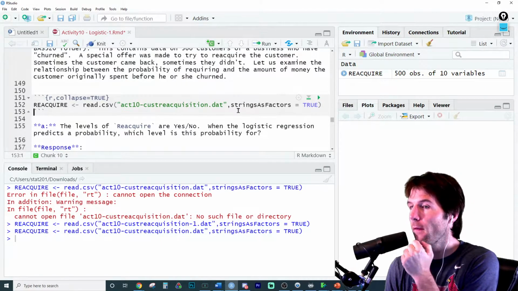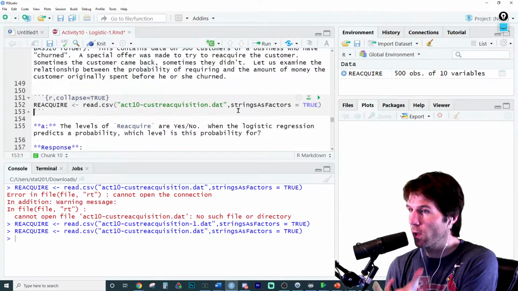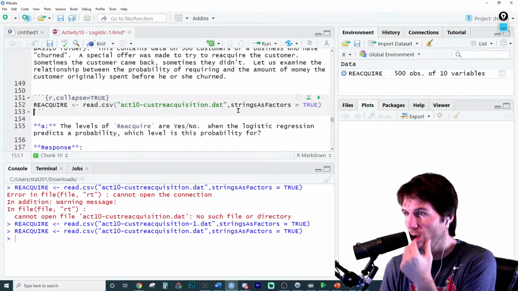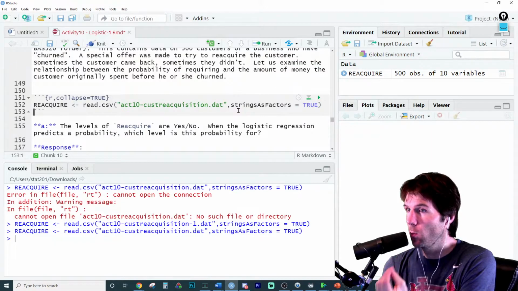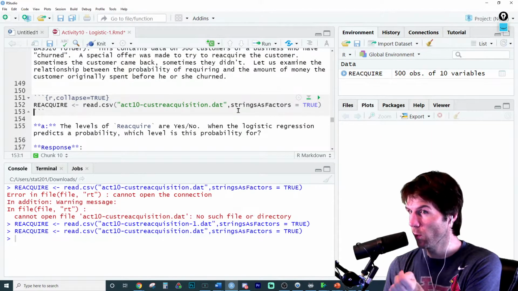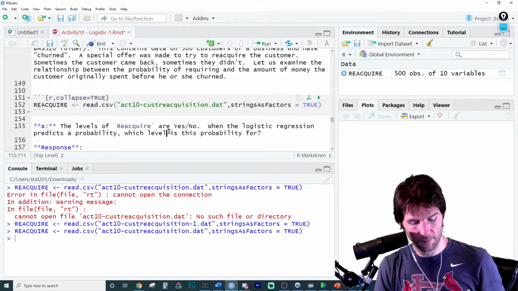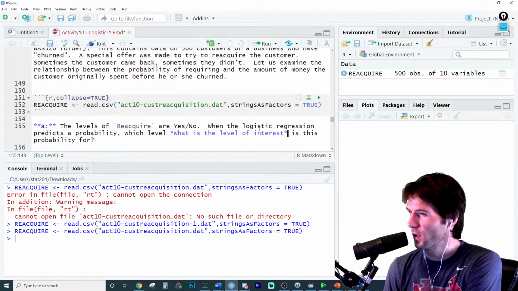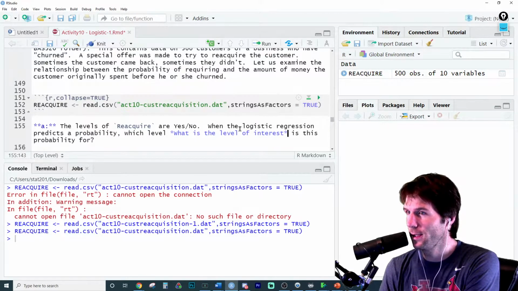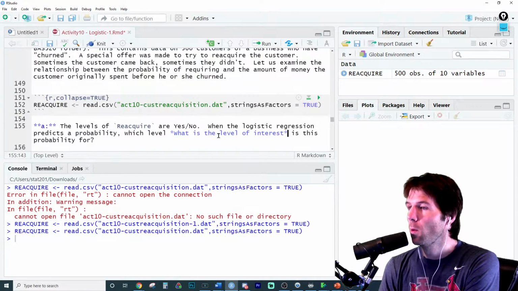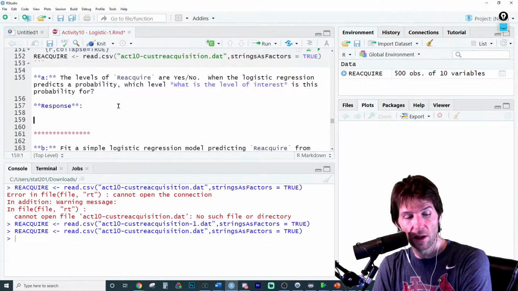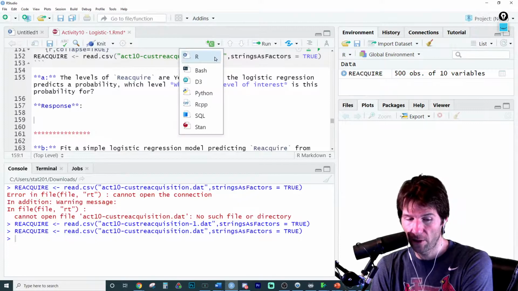Problem's fixed. So reacquire, this is if we reacquire a customer, has levels yes, no. When logistic regression predicts a probability, which level is this probability for? We call this the level of interest. That is what we are predicting, the level of interest. This actually bolds the text, so I wouldn't knit this, but it really calls your attention to it. What is the level of interest? The way to know is that the level of interest is last alphabetical.